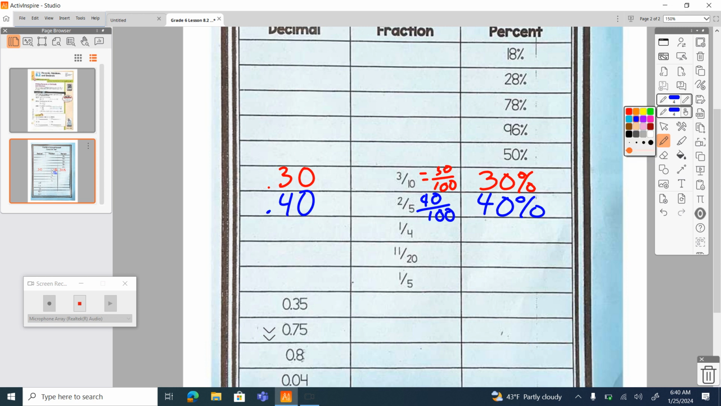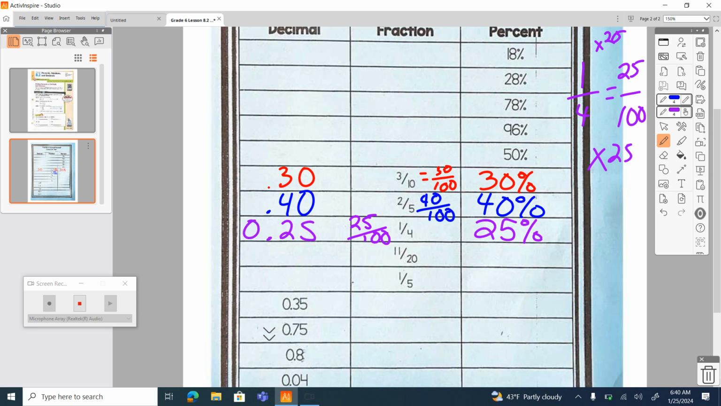1/4: it's 4 times 25. 1 times 25 is 25 over 100, which is 25%, 25 out of 100, or 0.25. You can put 0.25, which is 25 100ths.